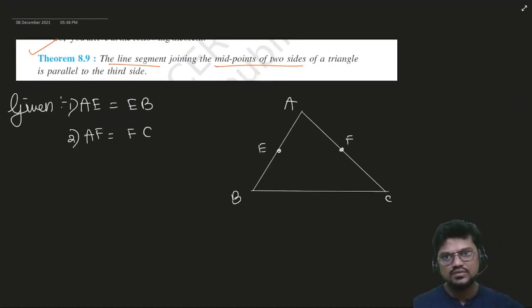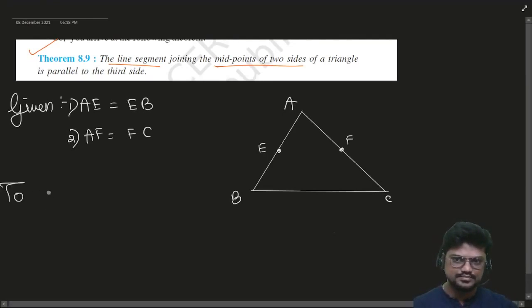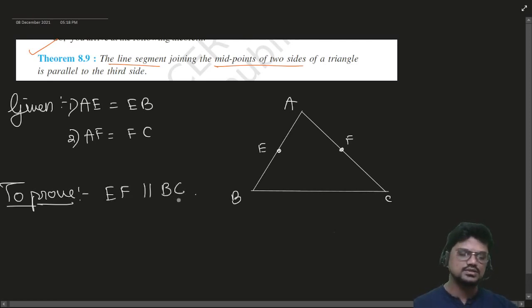For proving it, let's write the proof. What we have to prove over here, to prove is that EF is parallel to BC. That's what we need to prove, right? Now to prove it, we will have to do some construction in this.